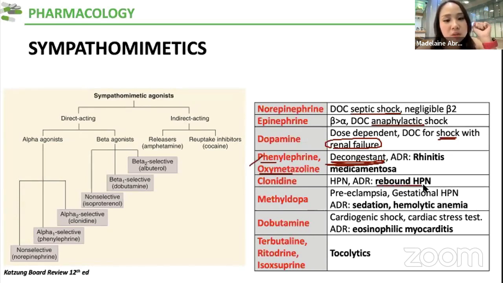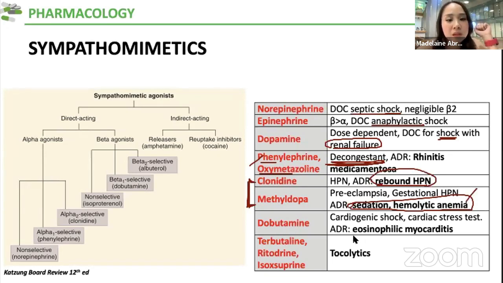Clonidine can cause your rebound hypertension. Clonidine and methyldopa are alpha-2 agonists. Okay? So, tinatanong din yan. Anong favorite tanongin kay methyldopa, Doc? Side effects. So, tandaan niyo to. For clonidine and methyldopa, ito yung pwedeng tanungin: rebound hypertension and sedation tsaka hemolytic anemia. Okay? Sa methyldopa, positive Coombs test.